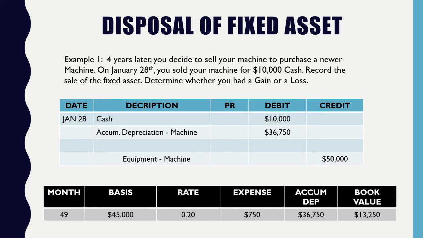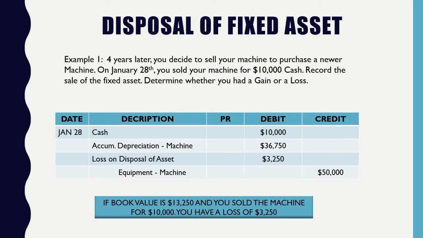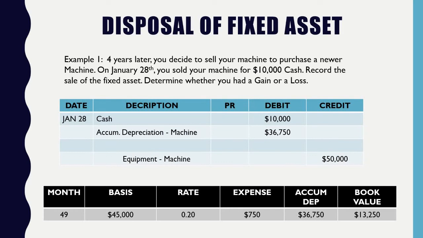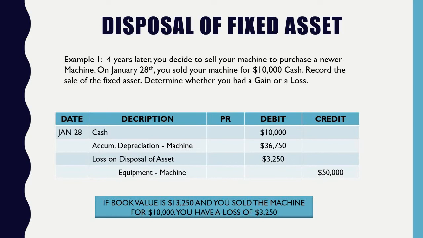Well, how much did I rack up for those 4 years and 1 extra month? I racked up a total of $36,750. Okay? So then now I need to determine, did I make a gain or did I make a loss? In this case, I for sure lost money because my book value, as you can see, says that it's still worth $13,250. I only received $10,000 out of it. So therefore, I lost $3,250 out of this sale.